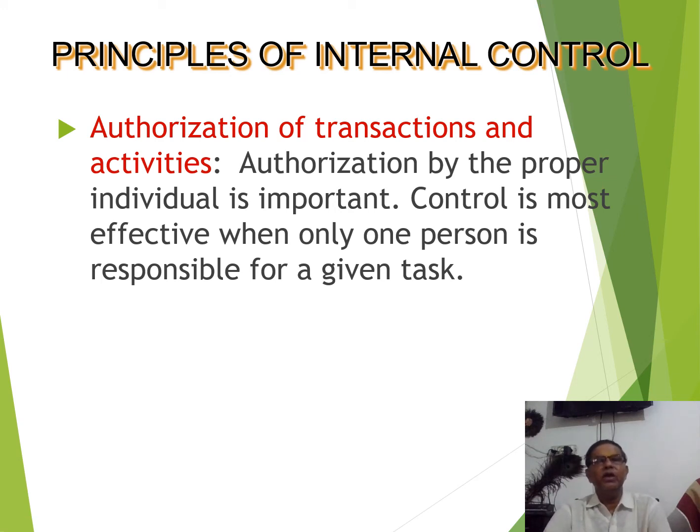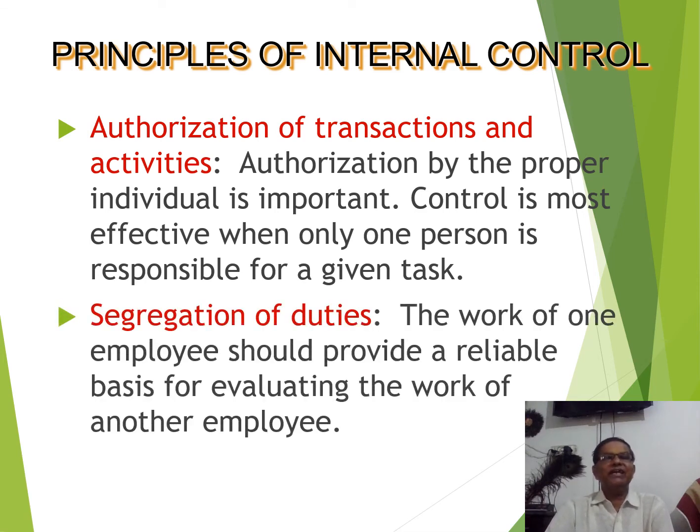Control is most effective when only one person is responsible for a given task. Segregation of the duties: the work of one employee should provide a reliable basis for evaluating the work of another employee. We may give one task to maintain the cash book and the bank, one for posting, and another for the balancing and preparation of the trial balance will be given to another person, so that one person may check the other, and like that this will go on and control will be established.